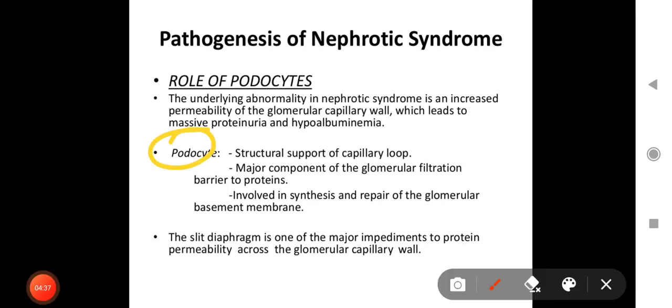Now what are podocytes? These are the structural support of the capillary loop, a major component of the glomerular filtration barrier to proteins, involved in synthesis and repair of the glomerular basement membrane.